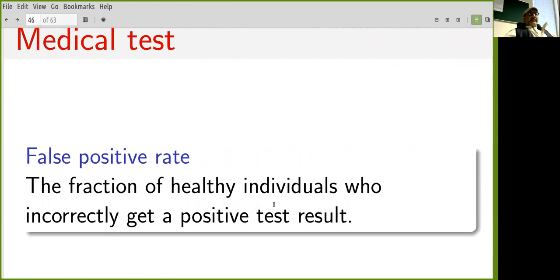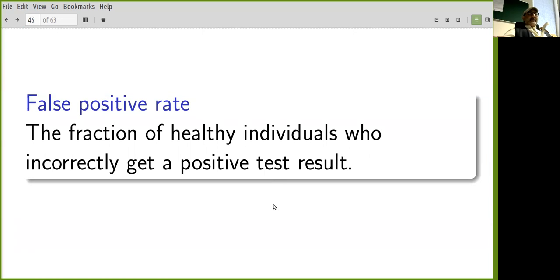Now there's the false positive rate. This is the fraction of healthy individuals who will be incorrectly given a positive result. So if the false positive rate is 1%, that means out of 100 people who are healthy, one person will be given the false news that they in fact have the disease, even though they're healthy. And that's the false positive rate.